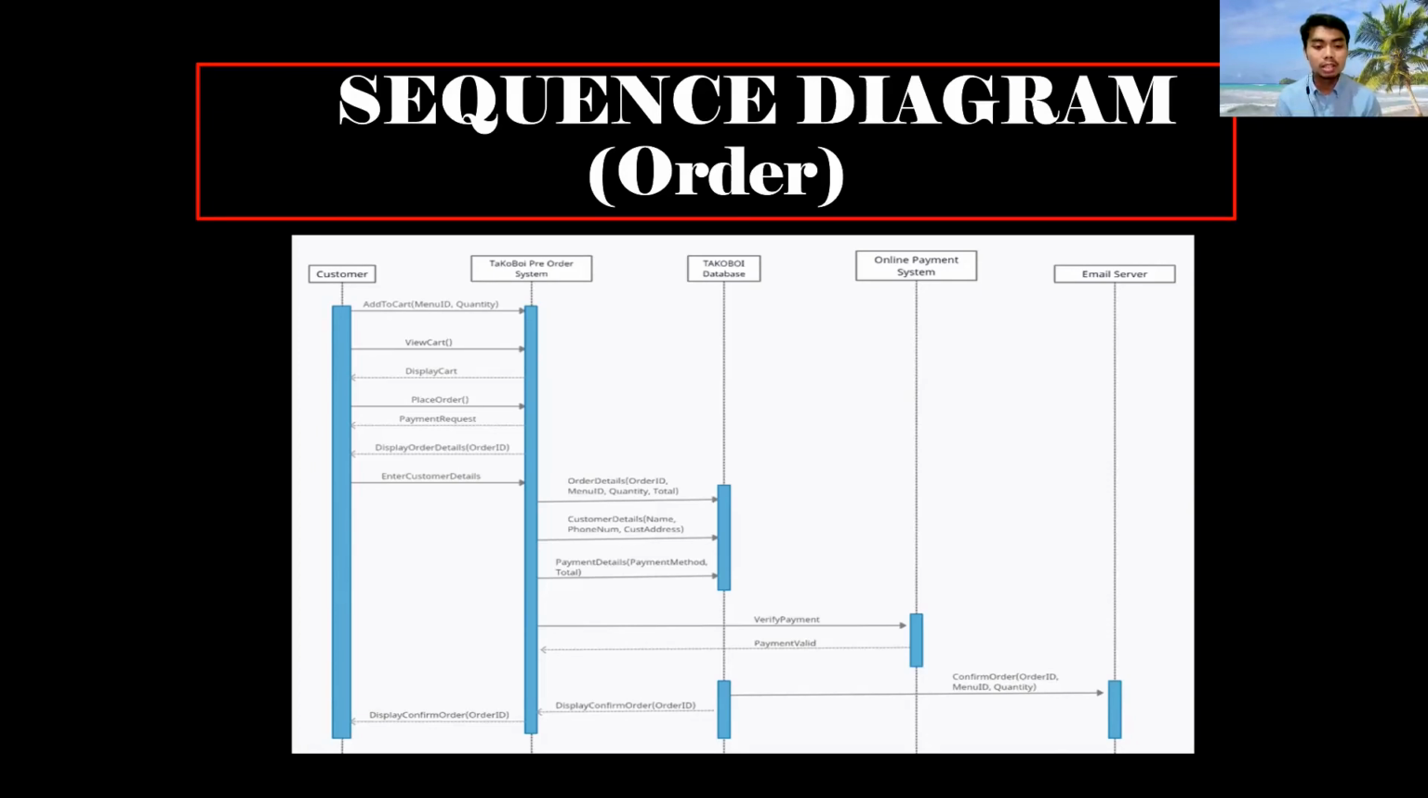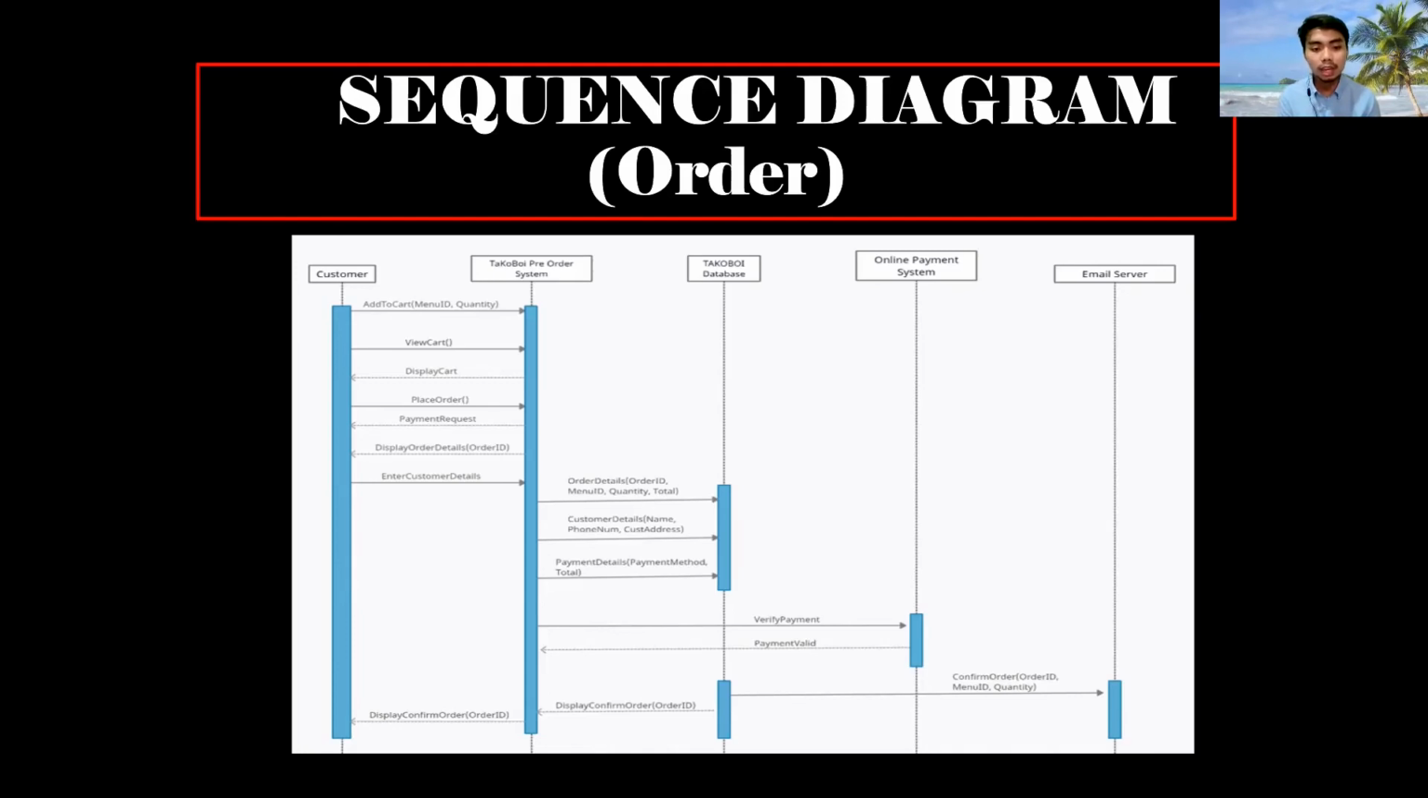So the second thing, the customer will place the order. When the customer places the order, the Takoboi pre-order system will request a payment, whereas they will also display the order details, which is the order ID. Then the customer will enter their customer details.